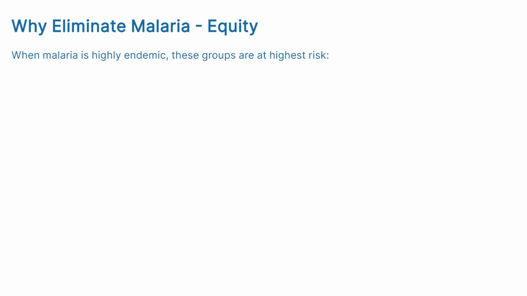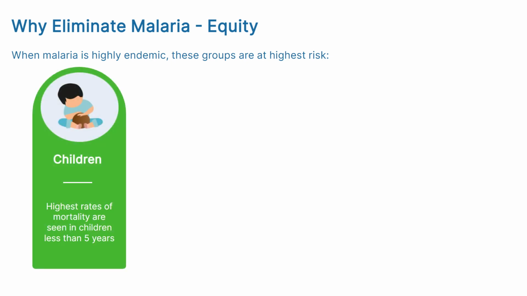In countries where malaria is highly endemic, children have the highest rates of mortality from the disease. More than 60% of deaths in the world are in children under the age of 5. Children are more severely affected by malaria compared to adults because their immune systems are immature and they are unlikely to have developed immunity to the infection.